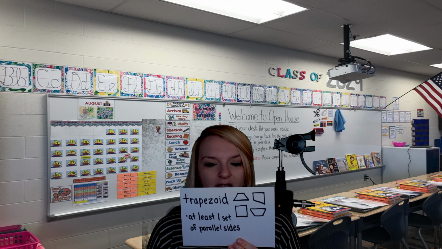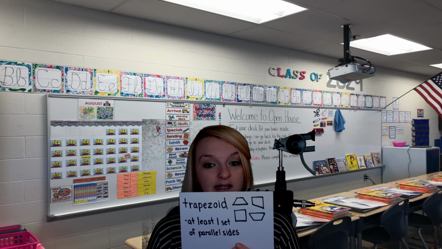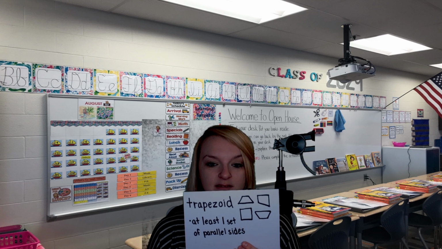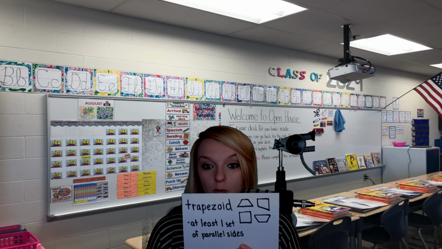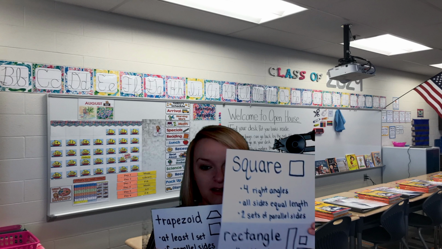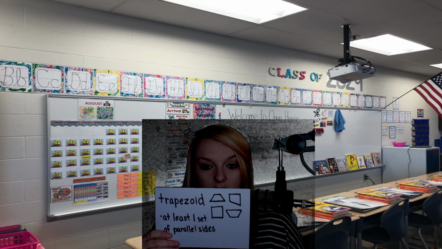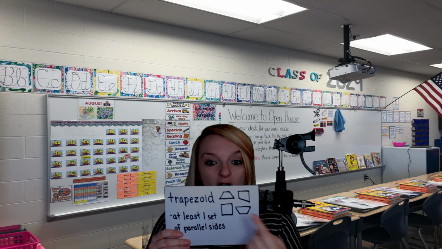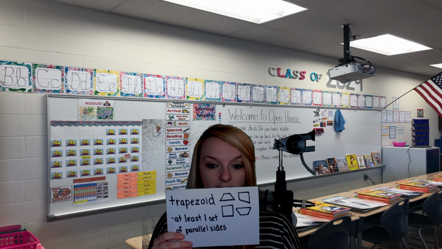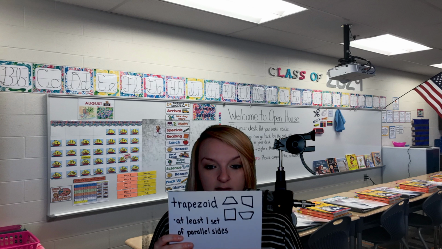Trapezoids have at least, that's the key part here, at least one set of parallel sides. That means it can be more. That means squares and rectangles have two sets of parallel sides. Squares and rectangles are also trapezoids. Okay? Because they have at least one set of parallel sides.